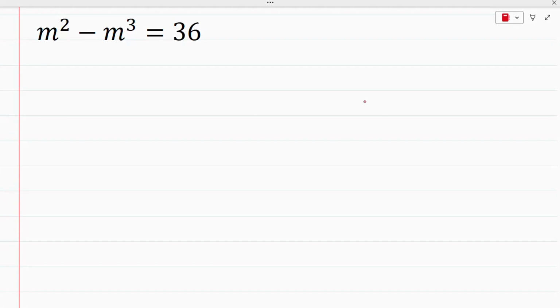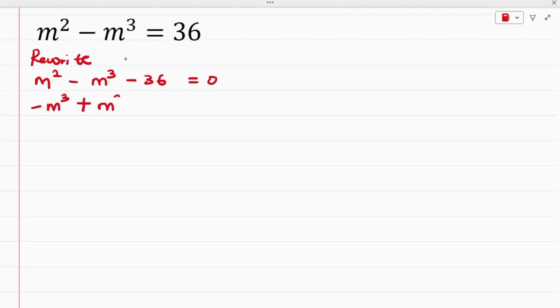So right here we have this ninth algebra math problem. We have to find the value for m. So right here guys, the first thing we want to do is to simply rewrite the equation in polynomial form. So we write the equation. So we have this to be m squared minus m cubed minus 36 is equals to 0. So we want to simply rearrange this. So this is going to be minus m cubed plus m squared minus 36 is equals to 0.